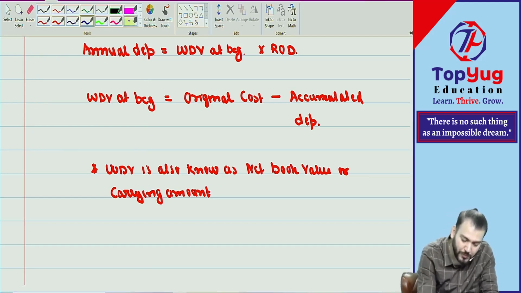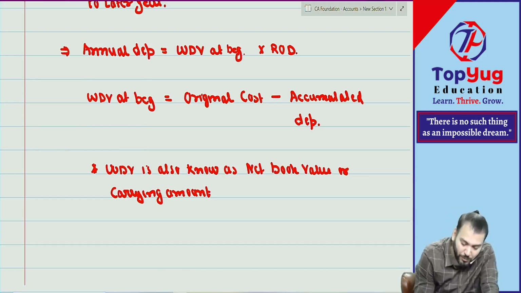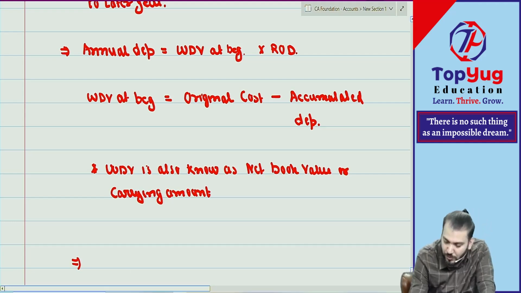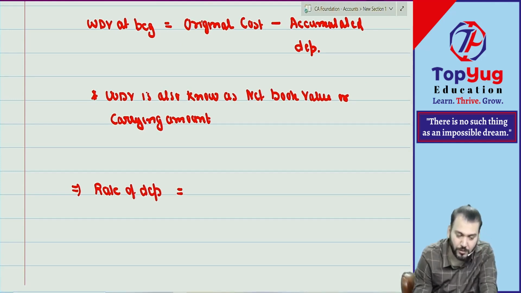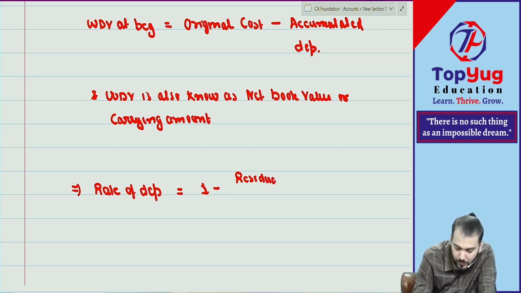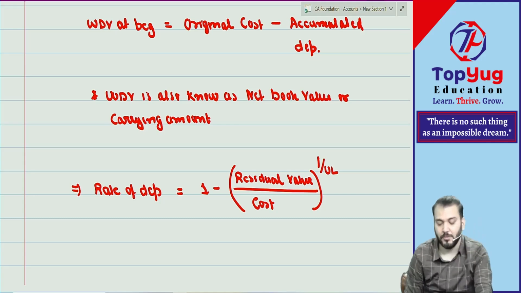This you have understood. Now one doubt will come: how to calculate the rate of depreciation? You have been given a formula to calculate the rate of depreciation for SLM. Give here also. Write down: rate of depreciation is equal to 1 minus residual value divided by cost, to the power 1 by useful life. This is the formula.